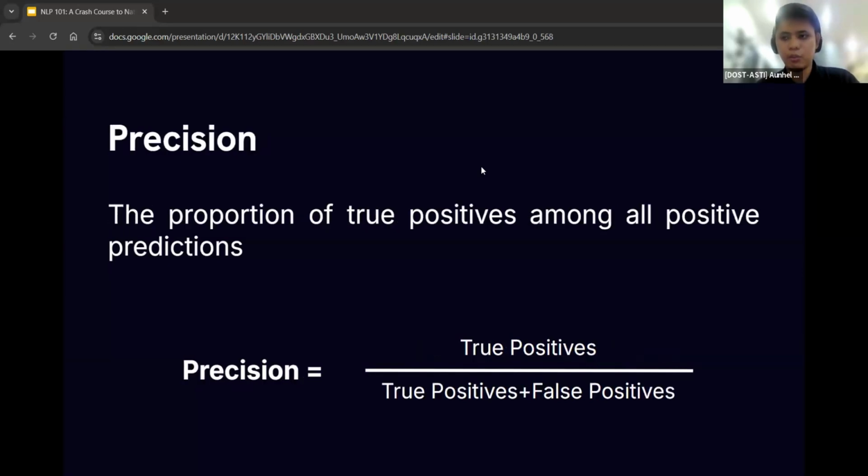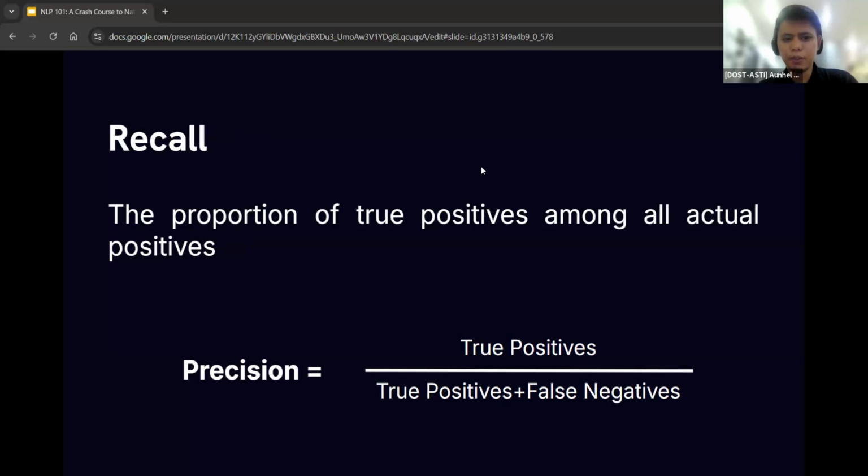Then we also have precision. So ito naman, proportion of the true positives among all the positive predictions. So true positives divided by the true positives plus, syempre, yung mga false positives na tinatawag natin. So, predictions that should have been negatives but tagged as positive by the model.